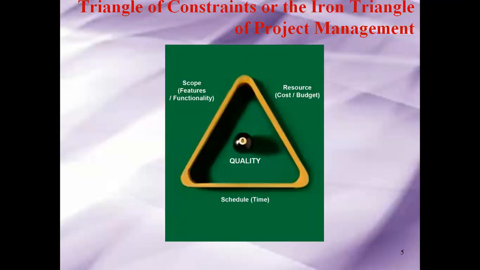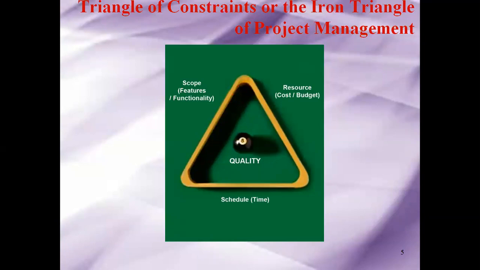So all of us know that scope, cost, and schedule are the basic corners of the triangle, and quality is the center. That is how it was done. The scope could be features, the functionality of the product. The resource could be the cost and budget for the entire thing. The time could be from start point A to point B.